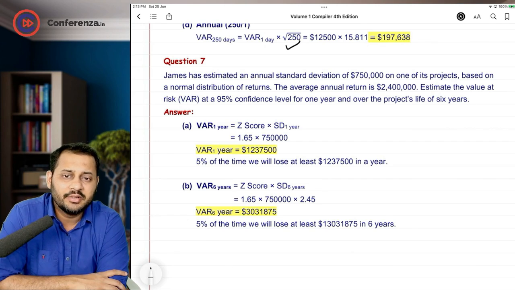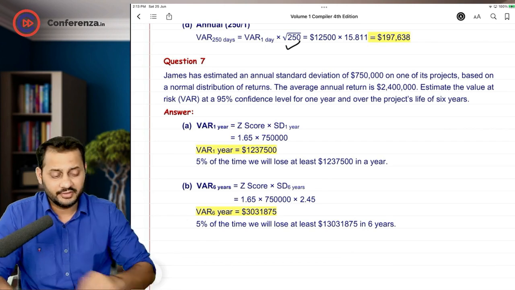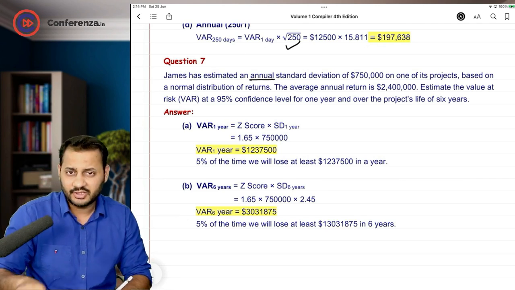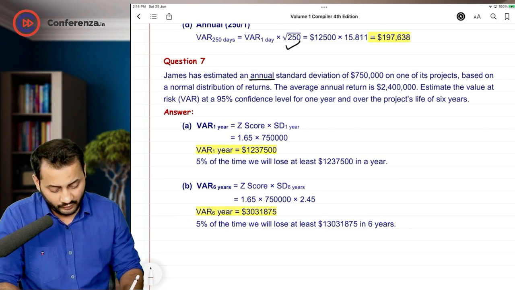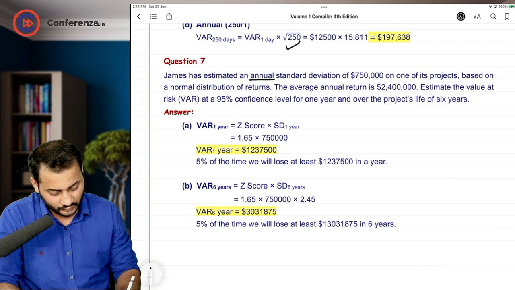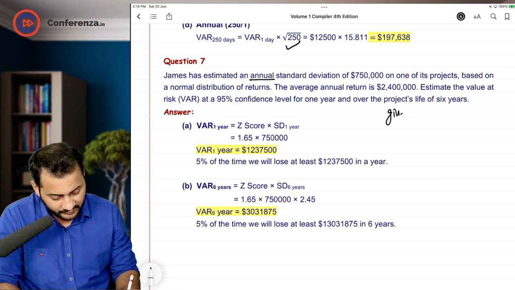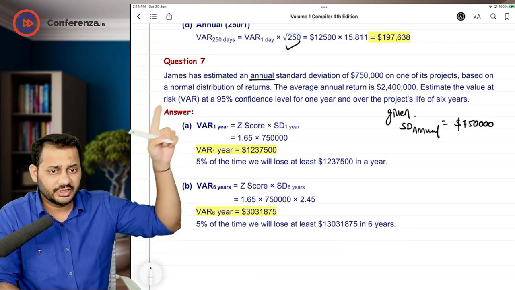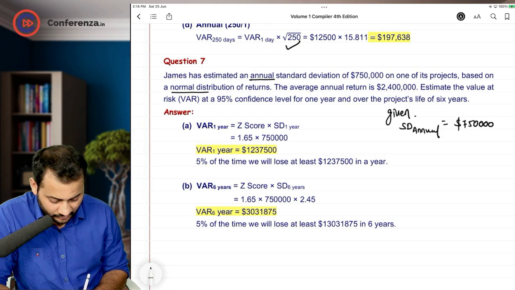James has estimated an annual standard deviation. Now, James is a person, he estimated an annual standard deviation, underline the word annual, of 7,50,000 on one of its projects. So what I can do is I will just write down given data. Standard deviation annual is 7,50,000. Based on a normal distribution of return. Underline the word normal distribution.